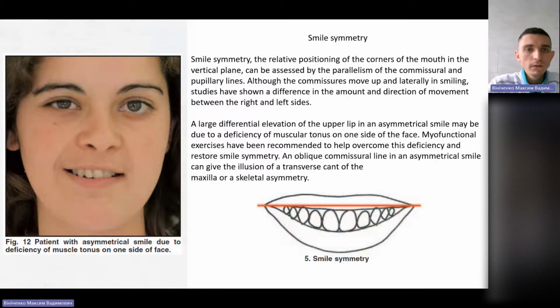A large differential elevation of the upper lip in an asymmetrical smile may be due to a deficiency of muscular tonus on one side of the face. Myofunctional exercises have been recommended to help overcome this deficiency and restore smile symmetry. An oblique commissure line in an asymmetrical smile can give the illusion of a transverse cant of the maxilla or a skeletal asymmetry. So here is the patient with an asymmetrical smile due to deficiency of muscle tonus on the left side in this patient.